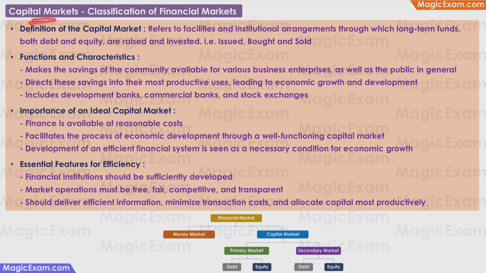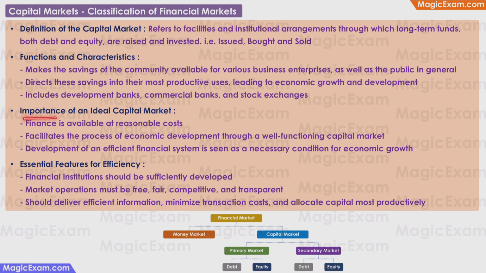The term capital market refers to the facilities and the institutional arrangements through which long-term funds, both debt and equity, are raised and invested, that is, issued, bought, and sold. Coming to the functions and characteristics of capital markets, they make the savings of the community available for various business enterprises, as well as the public in general. They direct these savings of the communities into their most productive uses, leading to the overall economic growth and the development of the country. The term capital market includes development banks, commercial banks, and most importantly, stock exchanges.